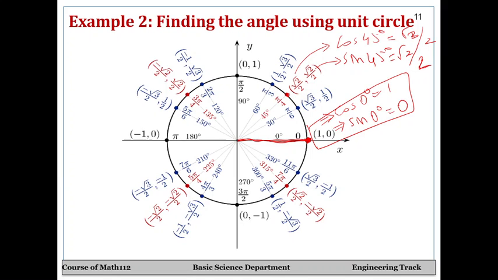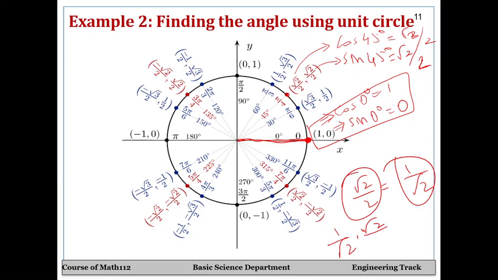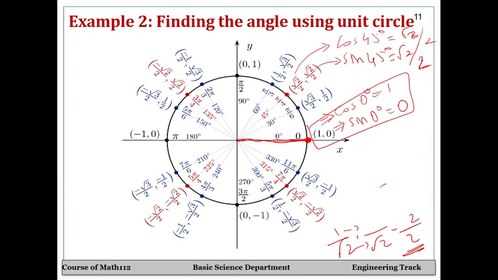Some students ask me, is it like this or is it 1 over square root 2? Indeed, they are the same. You get this one when you rationalize the denominator by multiplying both by square root 2, and you end up with square root 2 over 2. So in some books you will write it this way or sometimes that way. Both are okay.